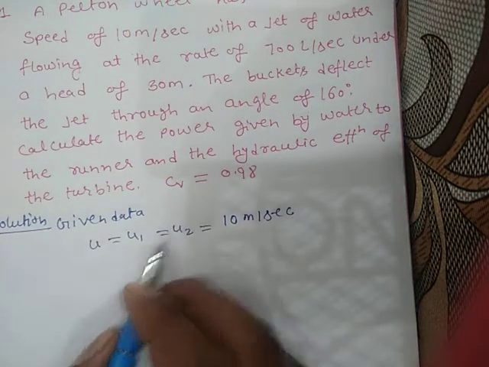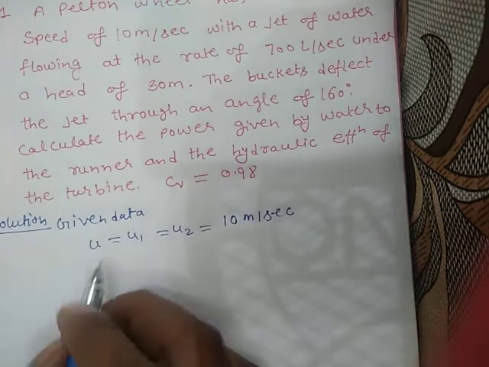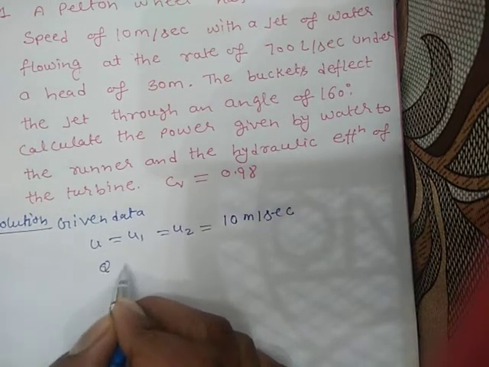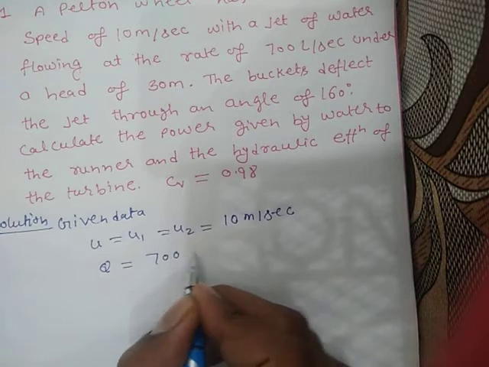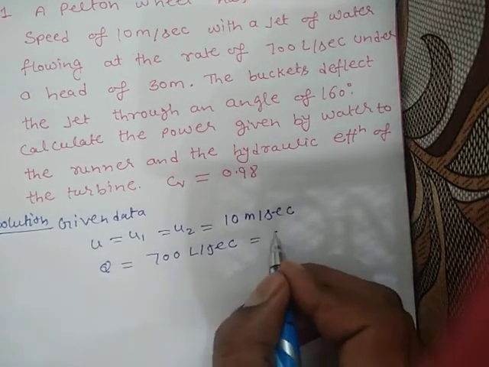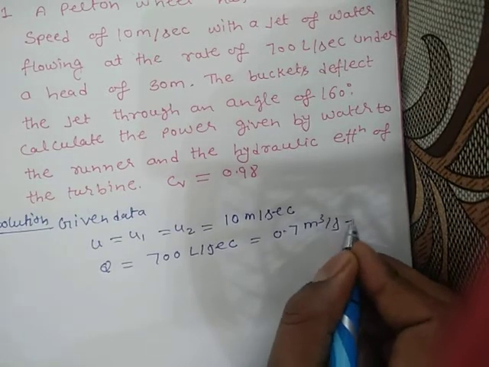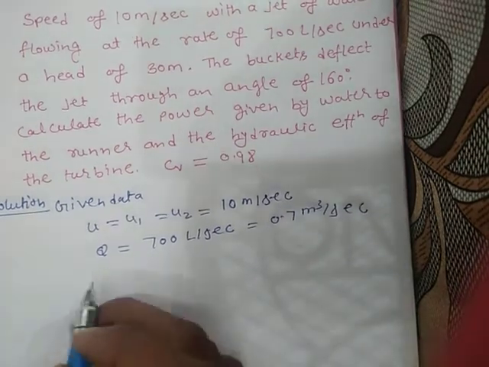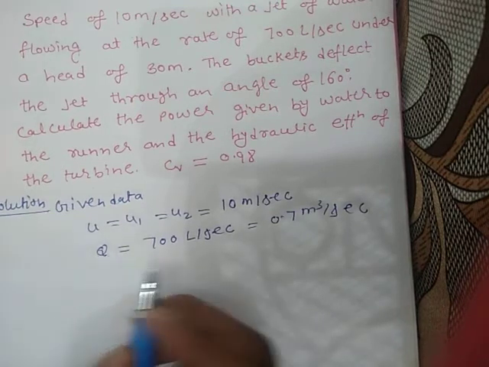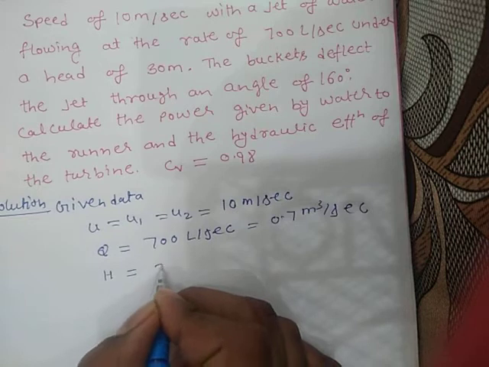After that, with a jet of water flowing at a rate of 700 liter per second, it means the rate, that is Q, is equal to 700 liter per second. So we can convert it into meter cube per second, so 0.7 meter cube per second, no problem. Then the head H is 30 meter.